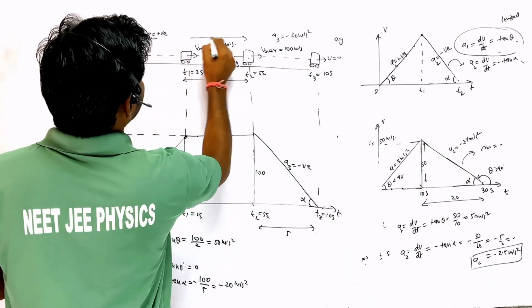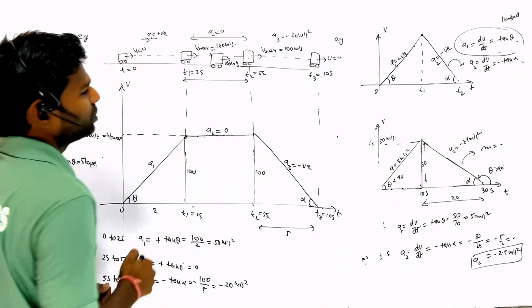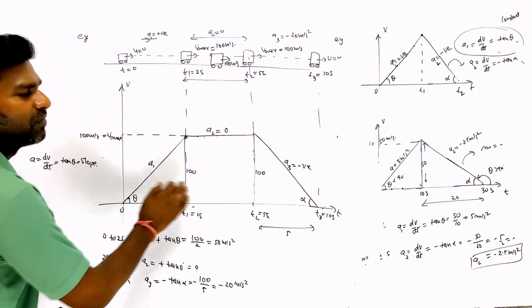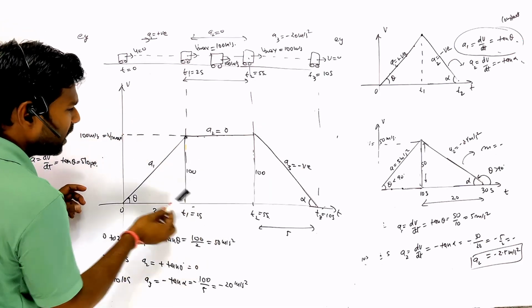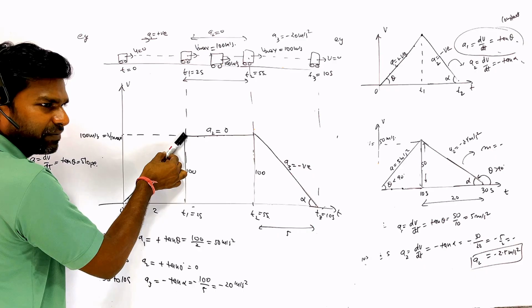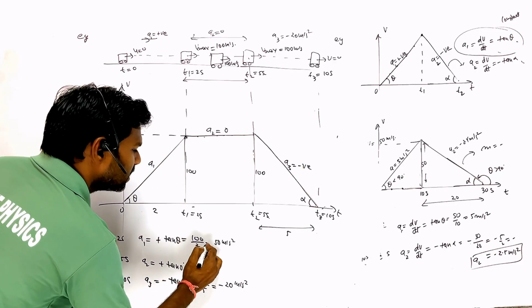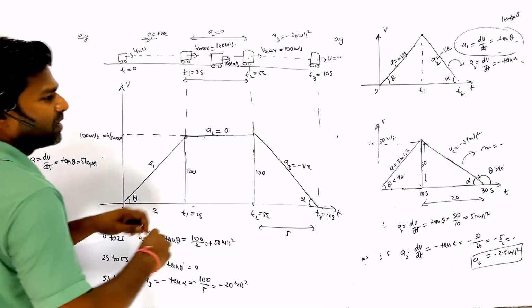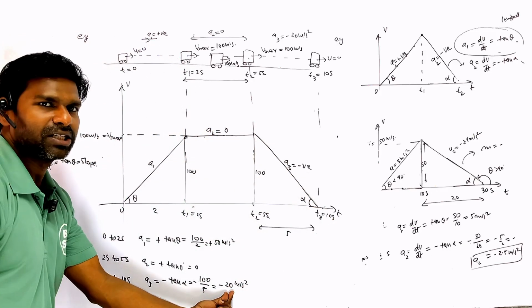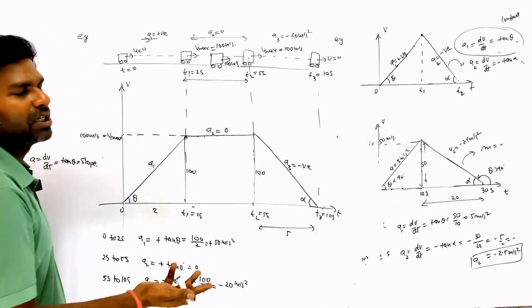From here to here, the A2 is what? 0. So this is the VT graph. Is it clear? In the VT graph, if the straight line has a positive slope, the acceleration is positive. Right, the acceleration is positive, you may write. If negative slope, the acceleration is negative. If zero slope, acceleration is 0.